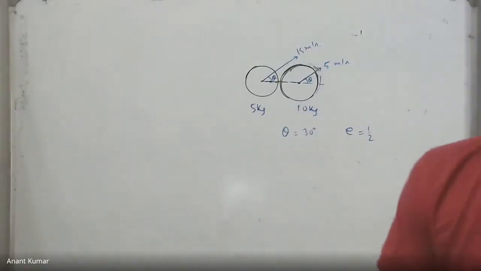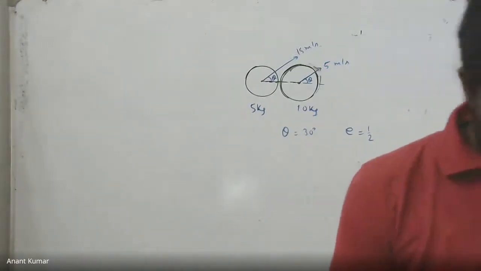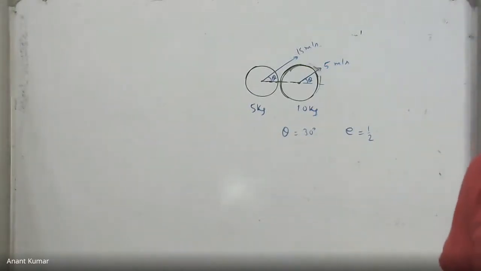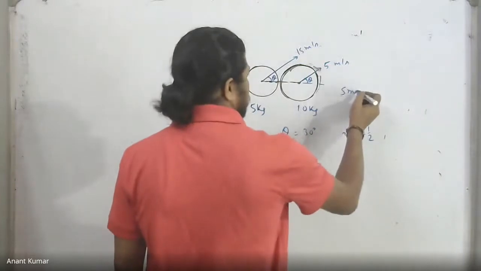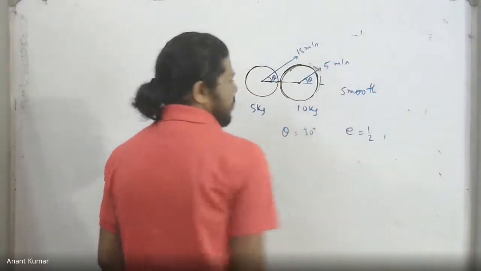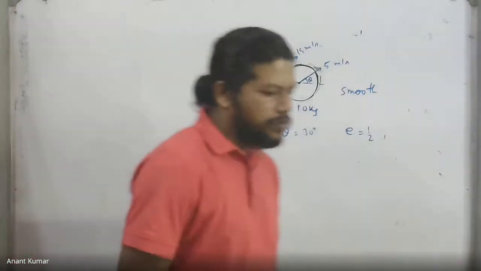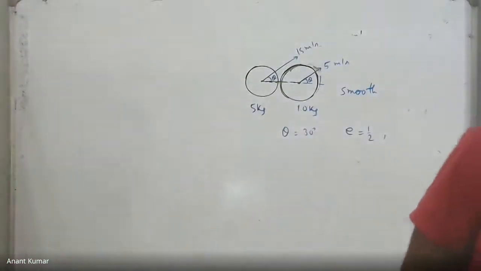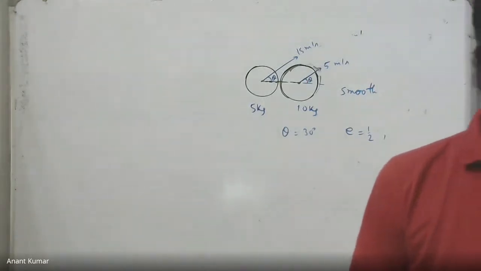The coefficient of restitution is given to be half, and we need to determine the final speed of the two spheres, assuming there is no friction between them. They are smooth spheres actually, so there is no friction, and therefore mu is zero in that case. We have to figure out the speed of each of the spheres after the impact. How much will that be?